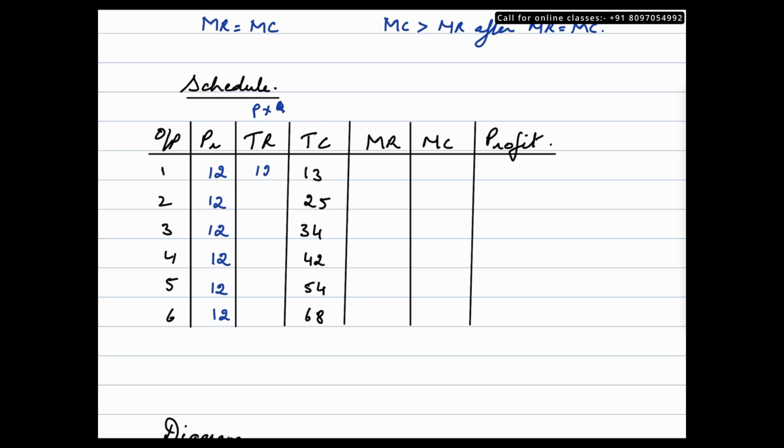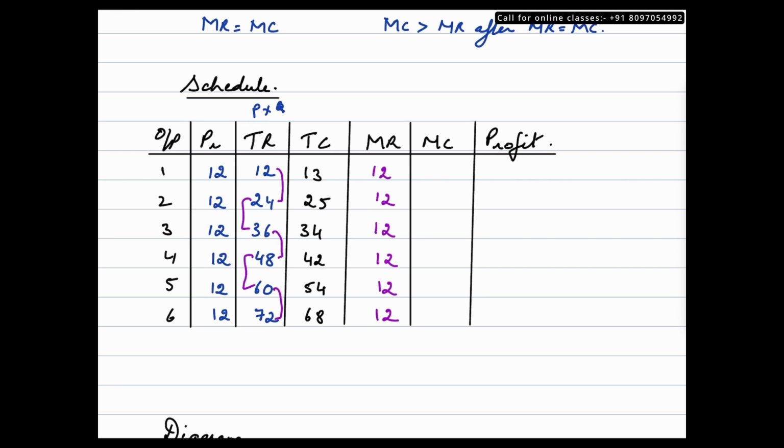So we have 12, 24, 36, 48, 60 and 72. Alright, so now let us calculate the marginal revenue. In the first output, it's 12. In the second output, it is 12. The third output level, it's also 12. Fourth output level, 12, 12 and 12.